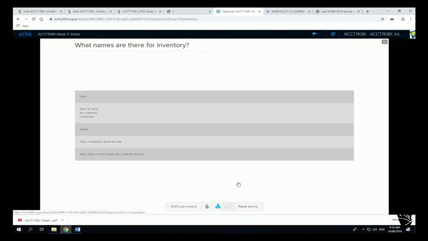So what I would like you to be able to get out of today's lecture is, where do you look for inventories in your annual reports? What sort of names may it be under? And also, where else might you look for inventory apart from the one major statement we usually put it under? What other areas of your reports might you like to look for inventory under?